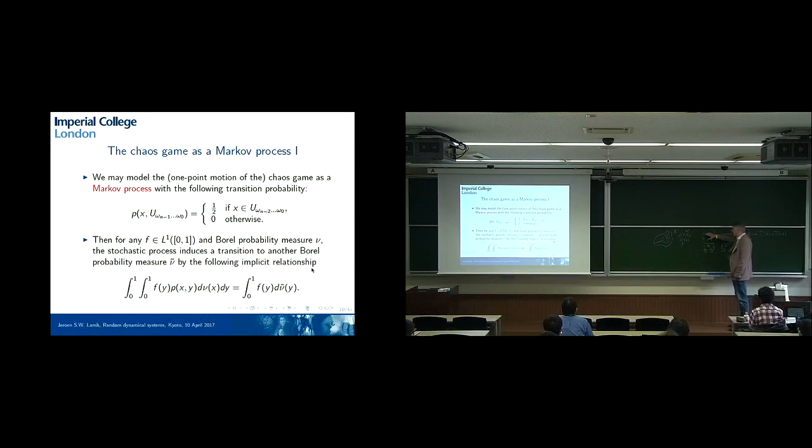Say I have a probability distribution on this interval, and can I push that down also to this set? Is there a way that I can start with a measure, which is a probability distribution on the set, and push it forward by dynamics? And what would happen? That's basically the idea of the Markov process.